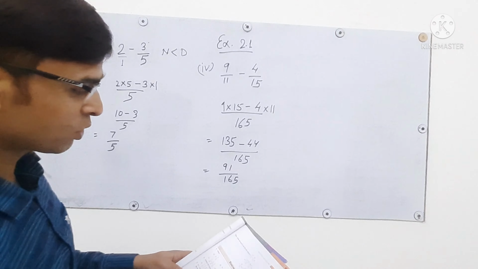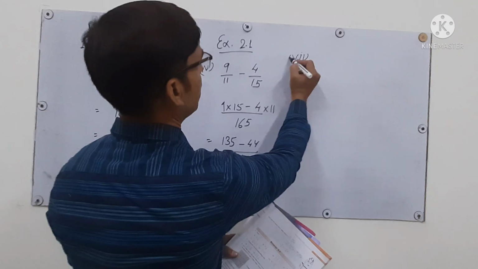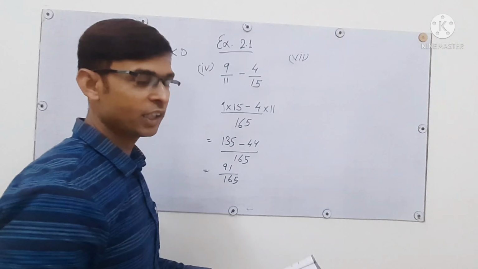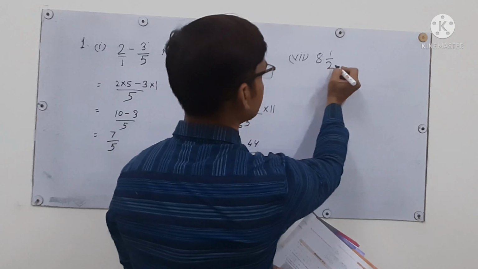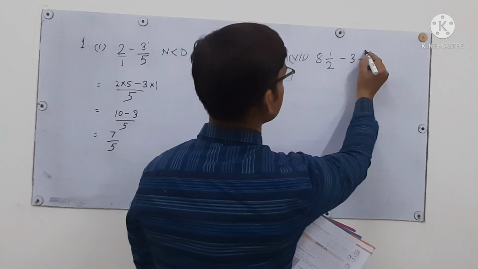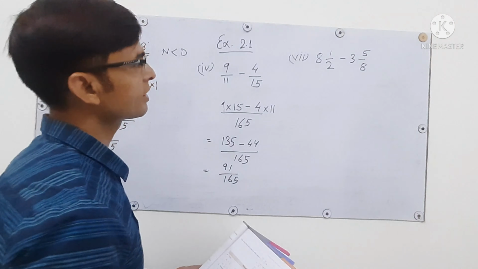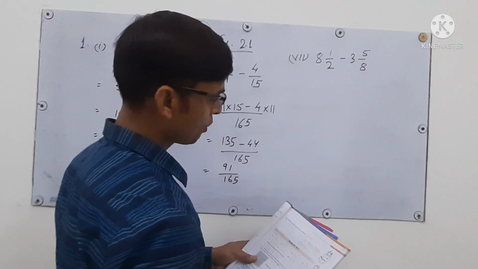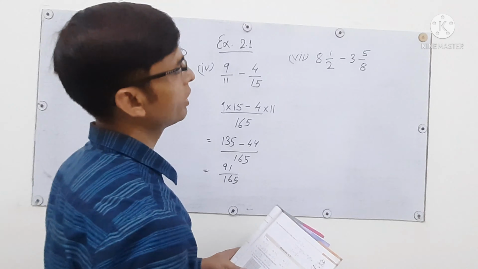And now I am going to solve its 7th part. The rest you can do on your own, because these are very easy questions, and you just have to practice them. Its 7th part is given here. It is 8 1/2 minus 3 5/8.